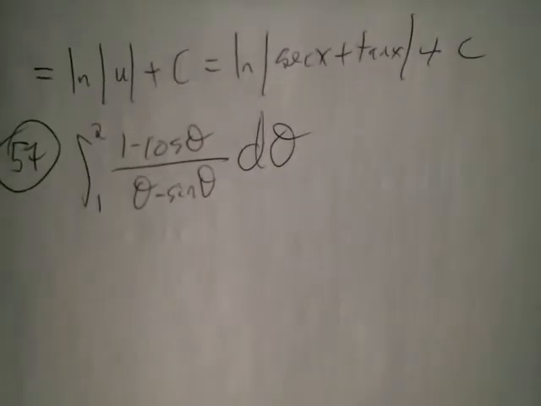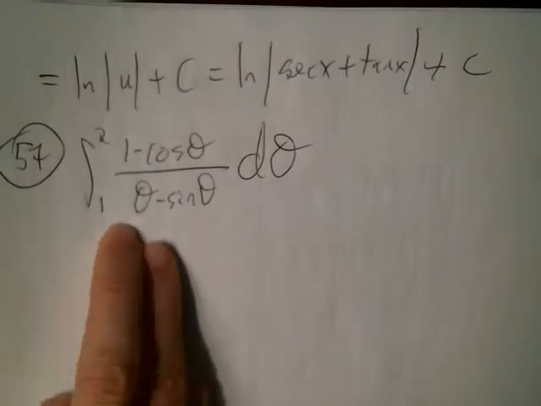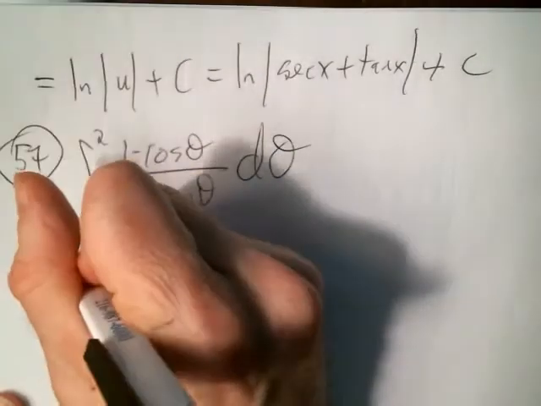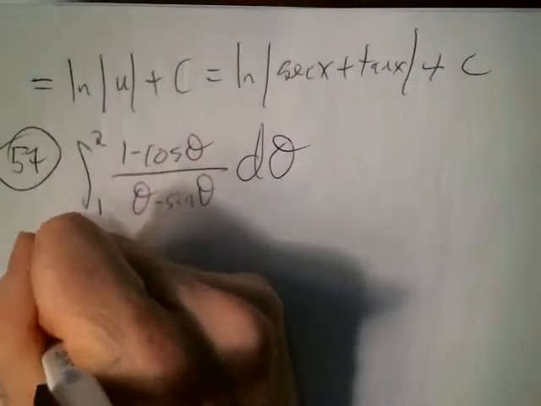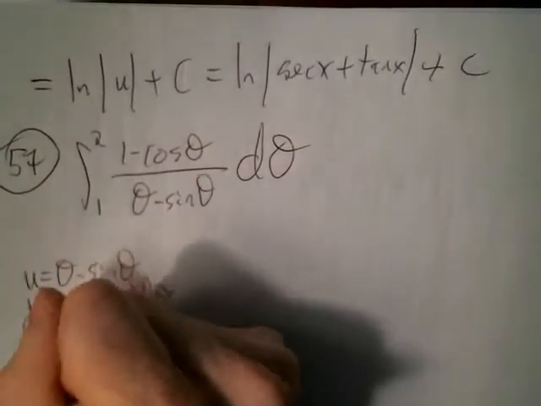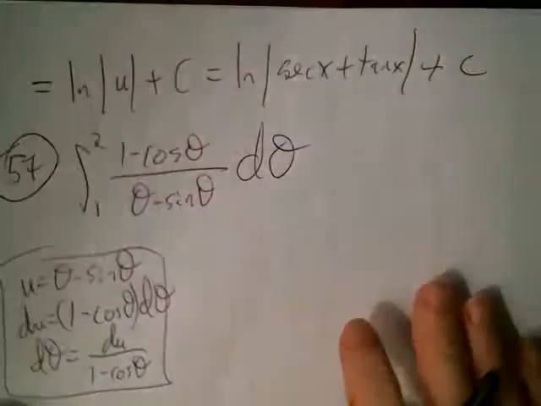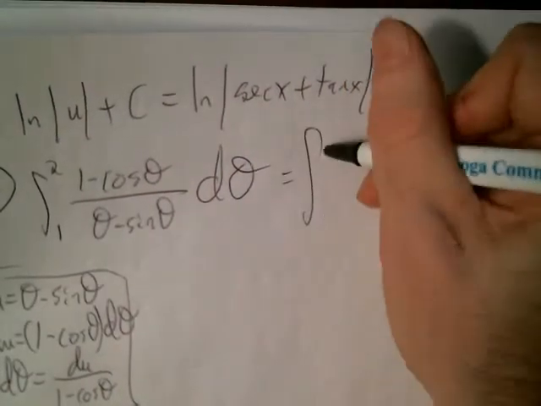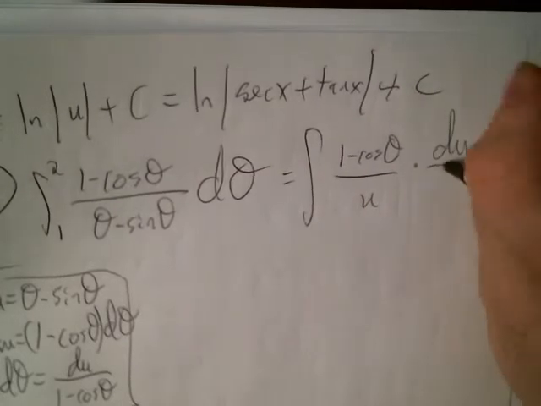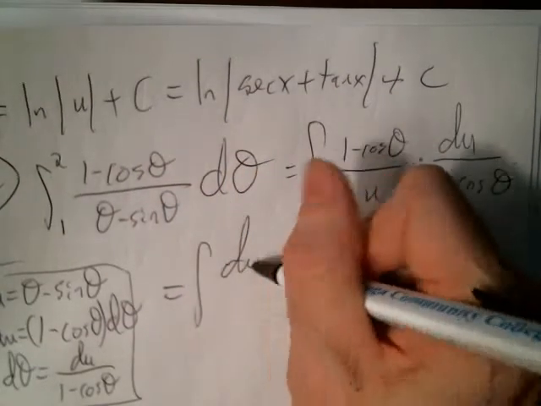A common theme here has been to let the denominator be your u substitution. So let u be this, and you see this is kind of the derivative of this, and things work out. So we'll let u be theta minus sine theta, and then of course du is 1 minus cosine theta d theta, and then d theta is du all over 1 minus cosine theta. And we can do our substitutions now. So this will equal the integral of 1 minus cosine theta all over u times d theta, which is du all over 1 minus cosine theta. And again, we have this nice cancellation. So it's just du over u.